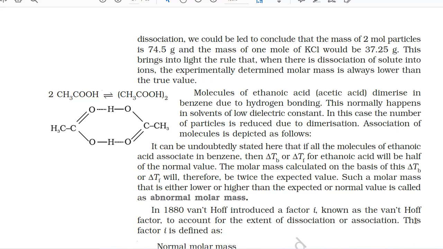It can be undoubtedly stated here that if all the molecules of ethanoic acid associate in benzene, then ΔTb or ΔTf for ethanoic acid will be half of the normal value. The molar mass calculated on the basis of this ΔTb or ΔTf will therefore be twice the expected value. Such a molar mass that is either lower or higher than the expected or normal value is called abnormal molar mass.